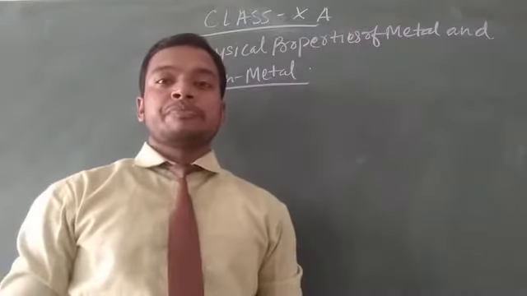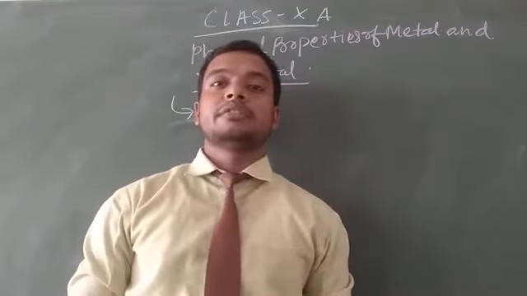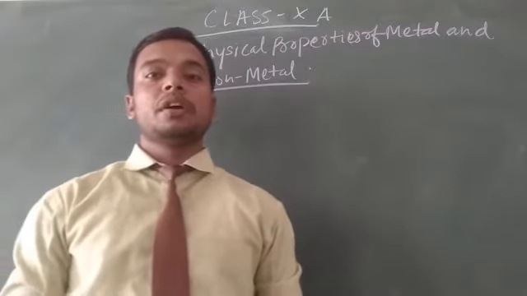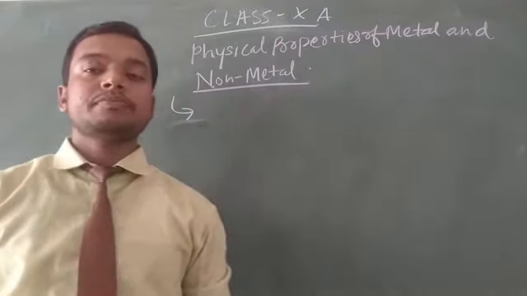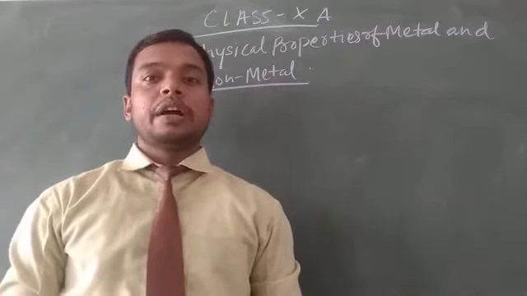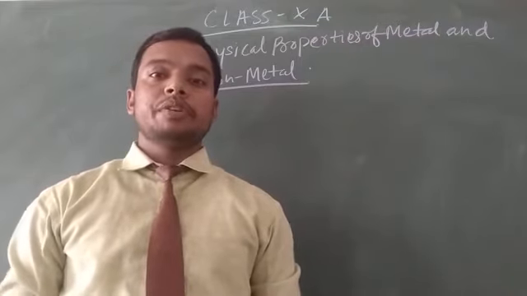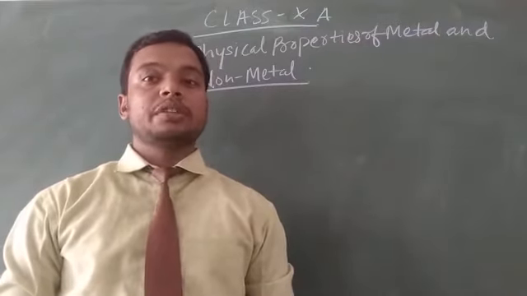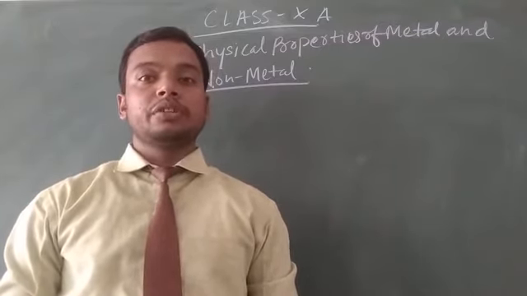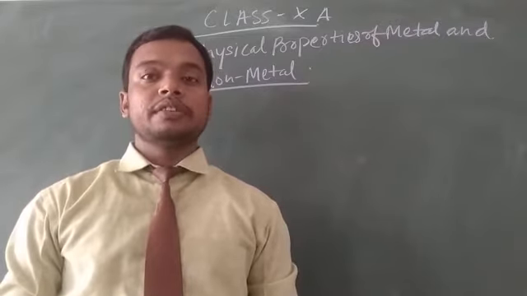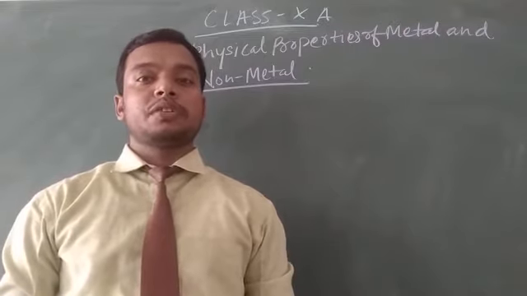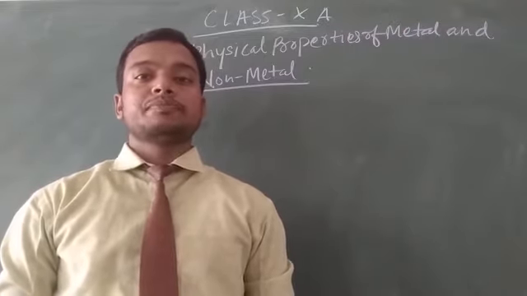Metals are hard, and most metals are solid in state, except mercury, which is liquid at room temperature. Some metals are soft, for example potassium and sodium. Some metals, such as cesium and gallium, have a very low melting point. When you put cesium metal on your hand, it starts melting. So cesium has a very low melting point. That's why it is kept in kerosene oil.